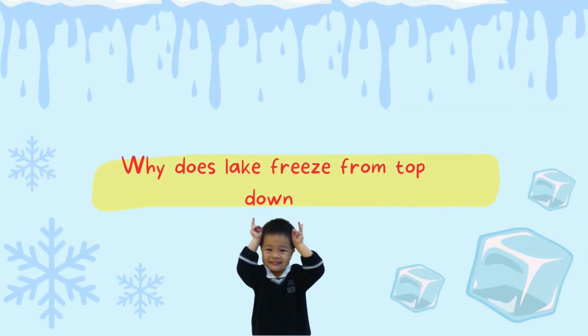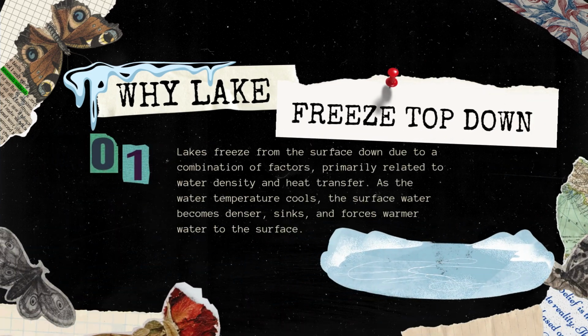First, why do lakes freeze from top down? Lakes freeze from the surface down due to a combination of factors, primarily related to water density and heat transfer. As the water temperature cools, the surface water becomes denser, sinks, and forces warmer water to the surface.